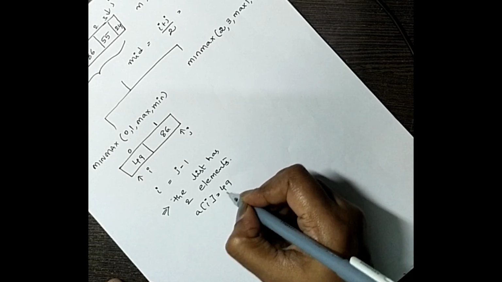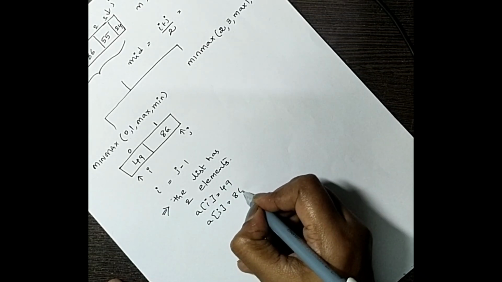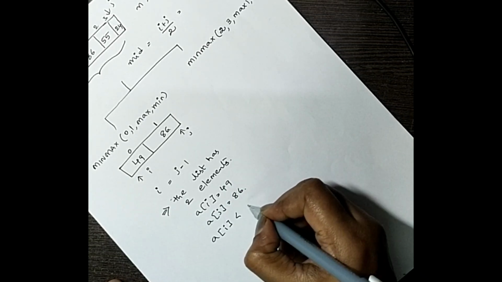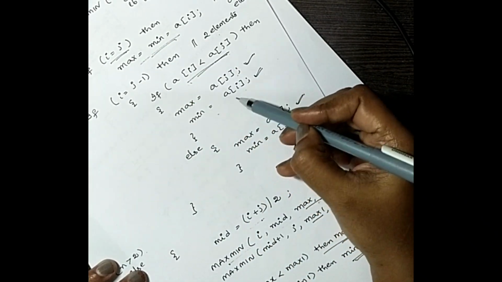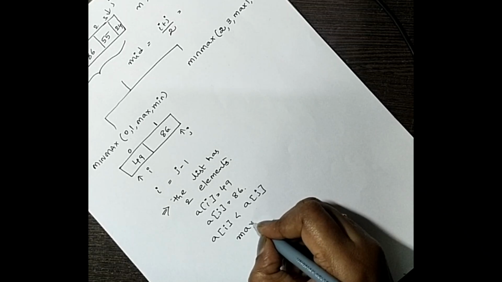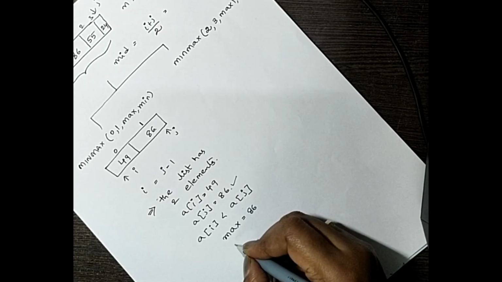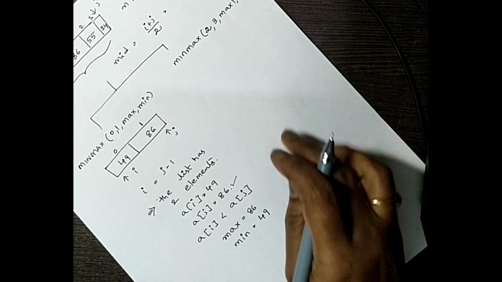Here a of i is equal to 49 and a of j is 86. We have to compare a of i with a of j. If a of i is less than a of j, then max equals a of j, that is 86, and min becomes a of i.